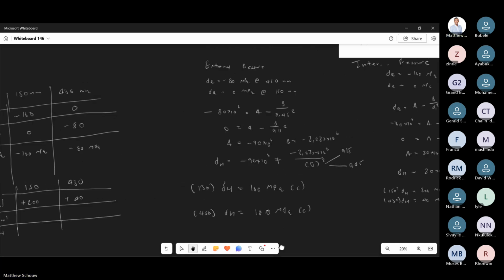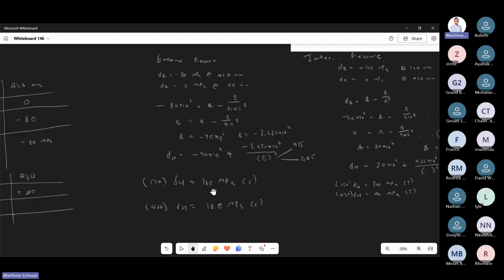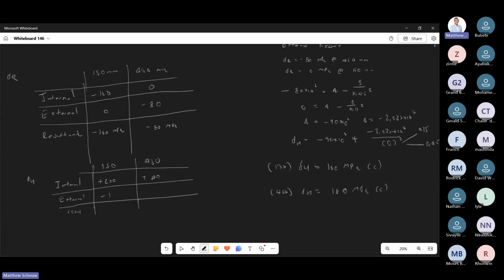We go on the external side. On the external side, we're going to have, is it 100, eh? 100 compressive and 180. So it's 100 negative. And what's the other one? 180 negative. Okay. Colleagues, are you happy? Add them together. We add them together here. And what should we get at 150?